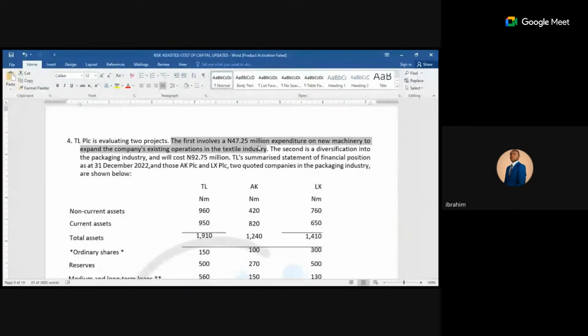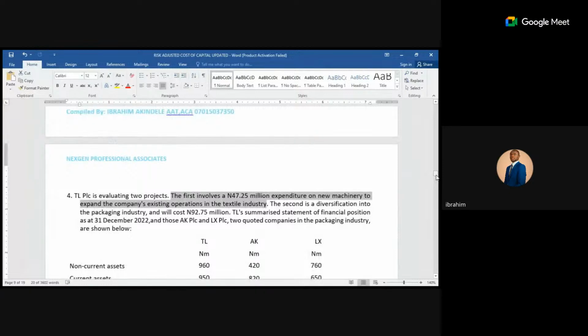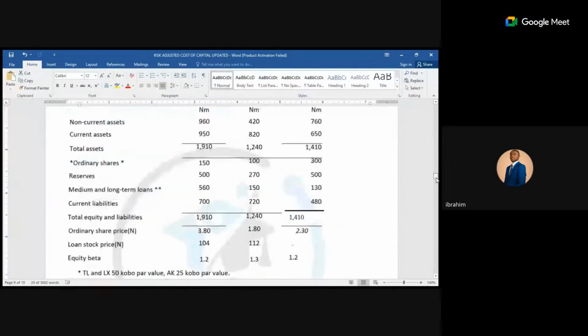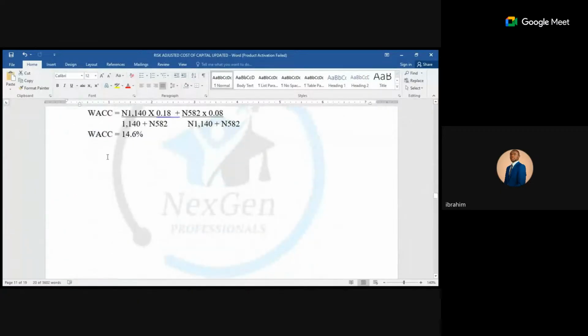Now, if they want to expand in that textile industry, we can now say what will be the weighted average cost of capital. If they are expanding, they will just calculate the company weighted average cost of capital without including any additional risk, because they want to expand their operation, class. Okay, what are the assumptions?